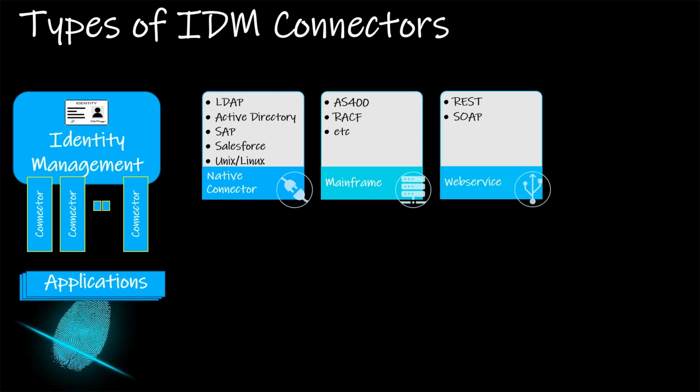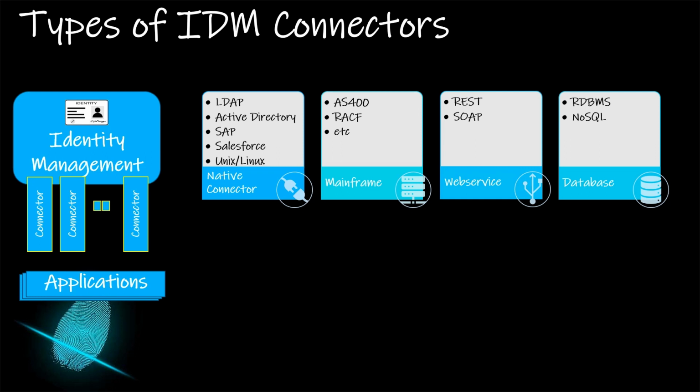The next category is web service connectors. These connectors work as web service clients for the application which exposes user provisioning APIs as web services. Based on the protocol, they can be REST-based connector or SOAP-based connector. The IDM developer needs to map API with the operation as well as he needs to map API parameters with identity attributes.